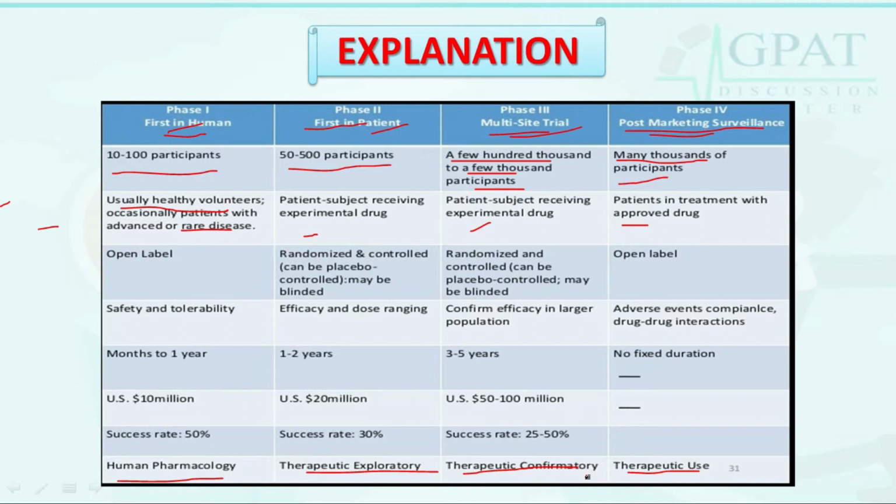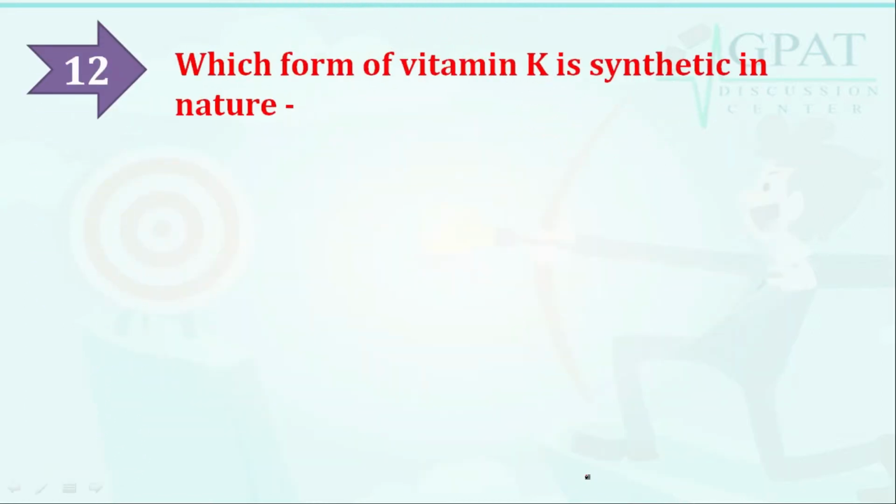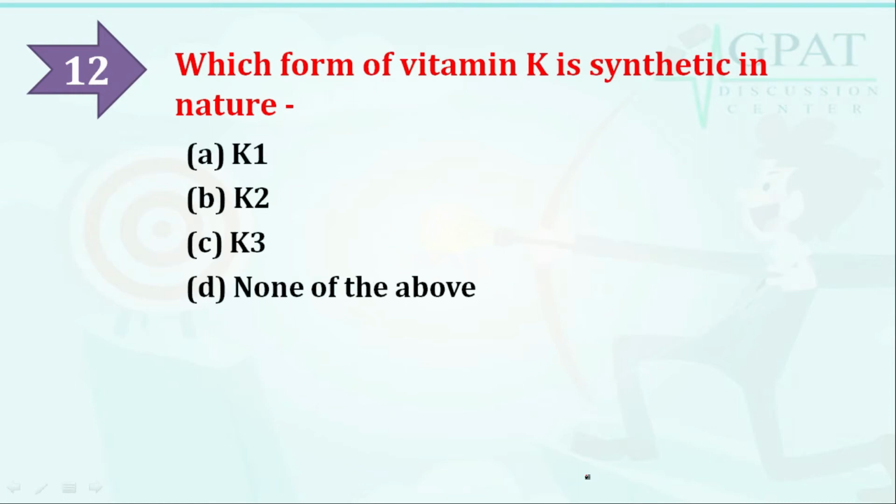So moving on, the next question: which form of vitamin K is synthetic in nature? Options are option A K1, option B K2, option C K3, option D none of the above. So which form of vitamin K is synthetic in nature? The correct answer is K3. The K3 form of vitamin K is synthetic in nature.